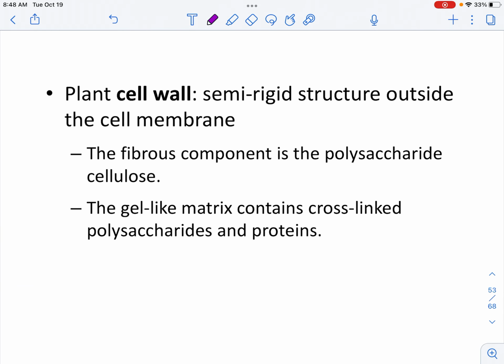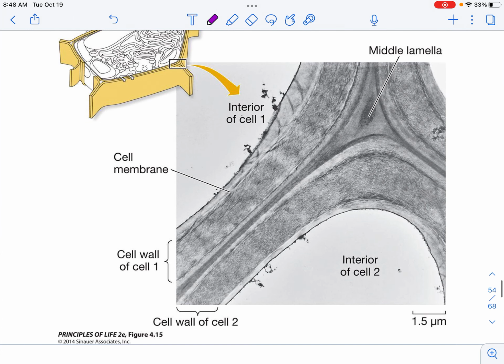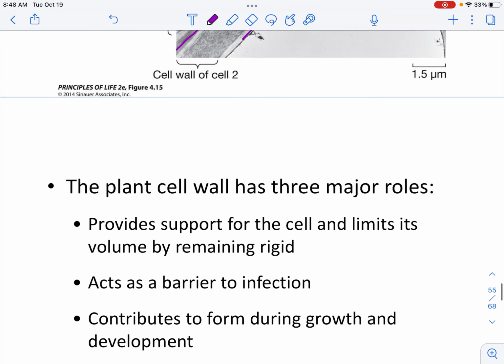Plant cell wall is the next one. I skipped a few things just for time reasons, but plant cell wall is a rigid structure outside the cell membrane. So again, definitely protection. It can link with other plant cells near it. So you can see right here, there's a cell membrane on the inside, there's a cell wall, and then there's the lamella, and then cell wall, and then membrane, okay?